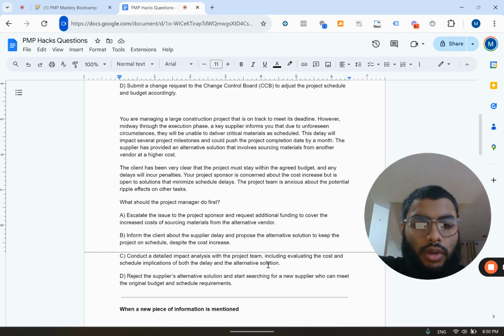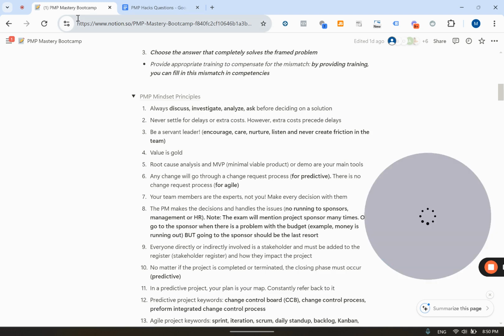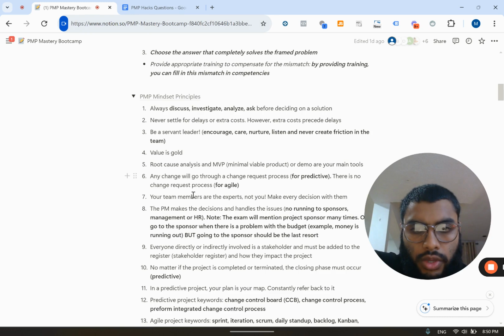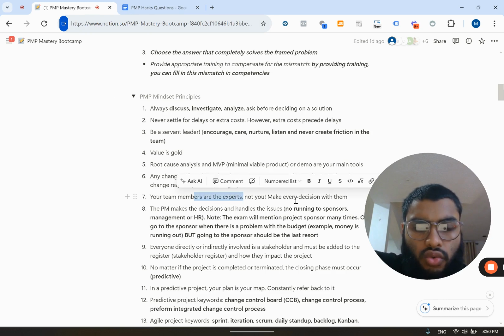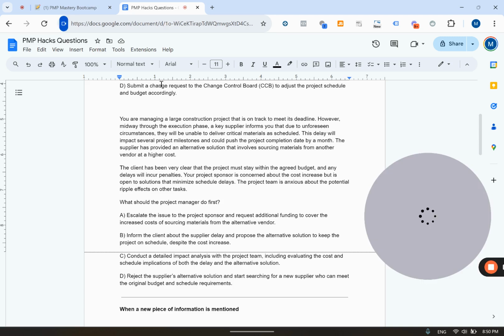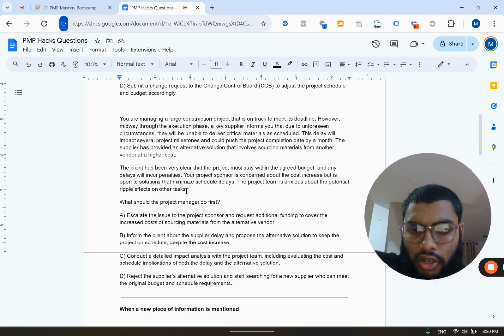I like this answer. You're conducting a detailed impact analysis with the project team. Why with the project team? Because the project team are your experts. They're the ones that are actually doing the physical work. Okay, number 7, your team members are the experts, not you. Make every decision with them. You're a project manager. You're leading, you're managing, but they're the ones doing the actual work. Okay, it's a good answer.